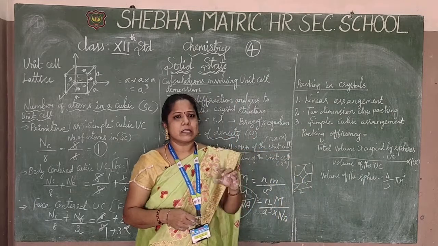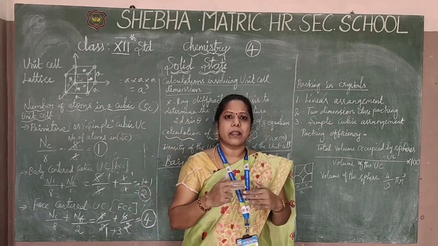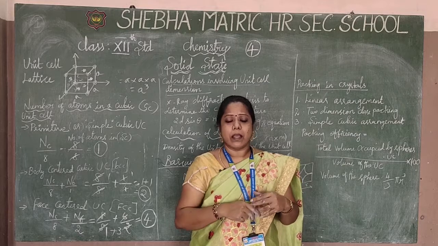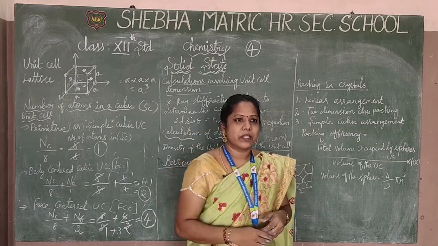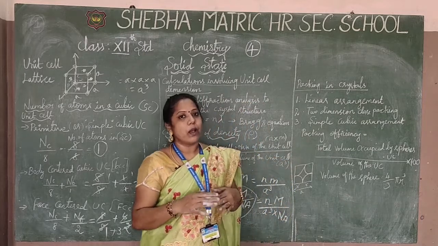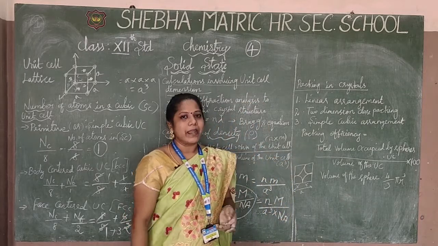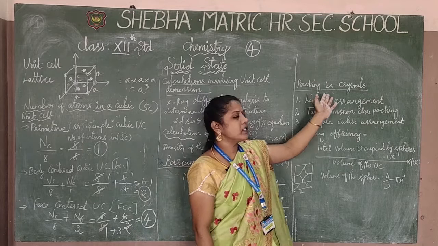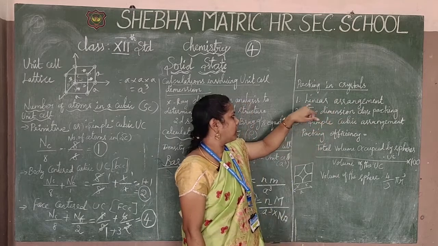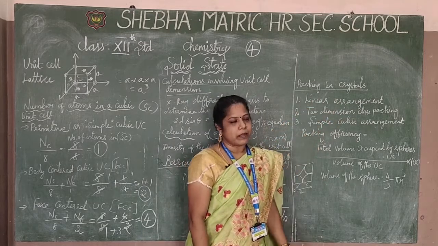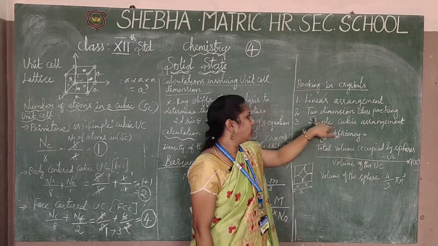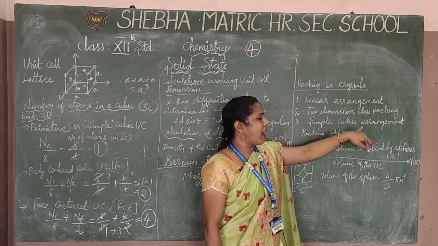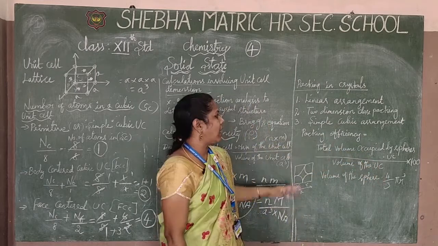So the crystals, ions, atoms, molecules, how they are arranged, depending on that there are many classifications. So we are going to see these classifications. So how to arrange it, the kind of names. So packaging in the crystals, the first is linear arrangement. Then two-dimension close packing. The two-dimension close packing also has two classifications.